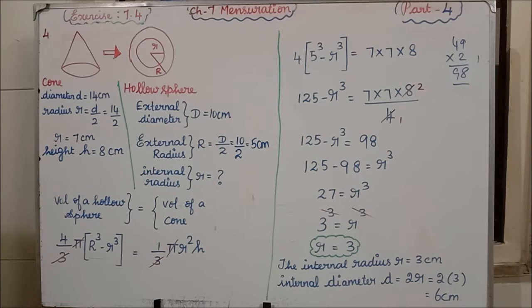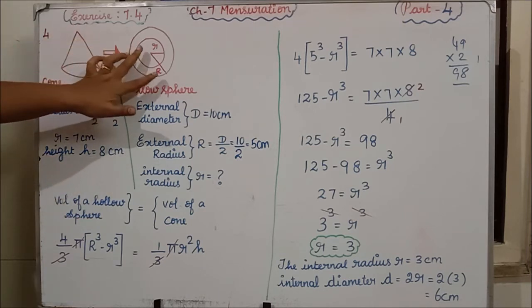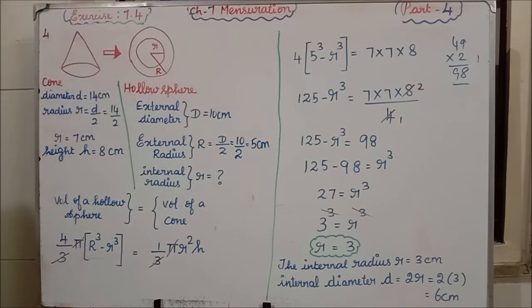Students, I told you before itself, hollow sphere means you will be having two radii, isn't it? One is capital R and another one is small r. See the question now. If the external diameter of the sphere is 10 centimeter, find the internal diameter. The external diameter, capital D, is given as 10 centimeter, and small d we have to find.